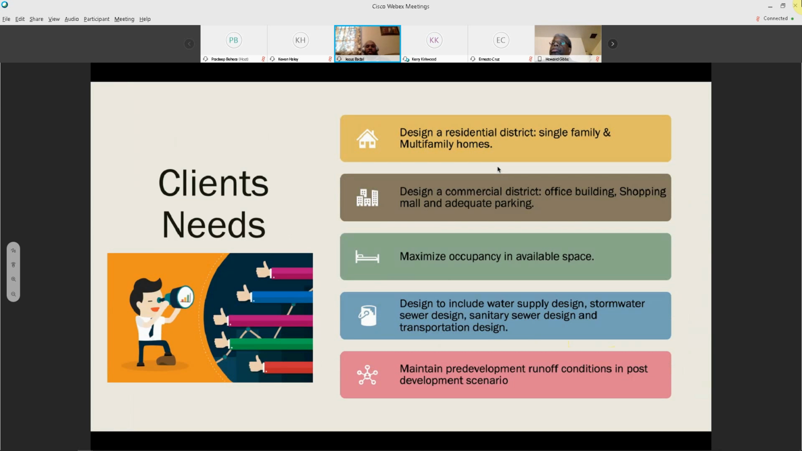So the client's needs, they wanted us to design a residential district with single family and multi-family homes, to design a commercial district with an office building and a shopping center, to maximize occupancy, and design to include water supply, stormwater design, sanitary design, and transportation design, and to maintain pre-development conditions in the post-development scenario. Next slide.